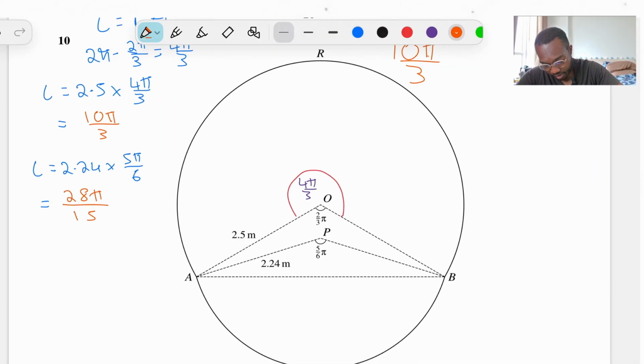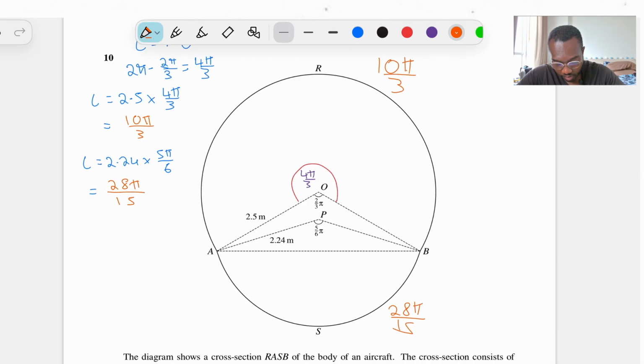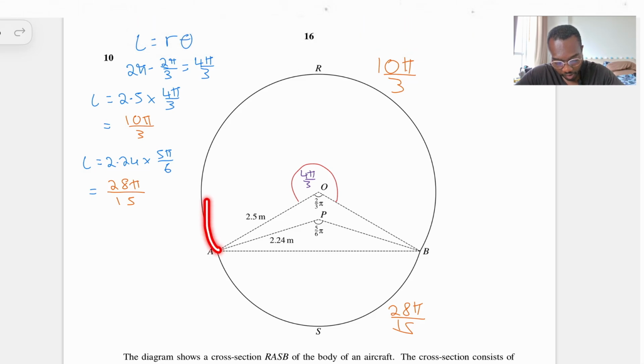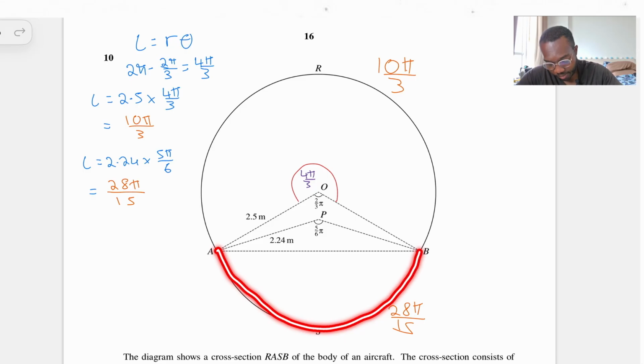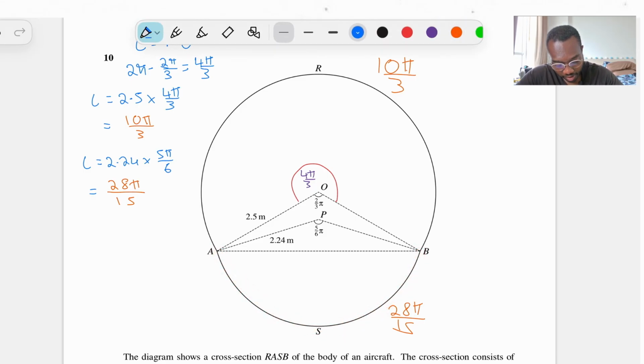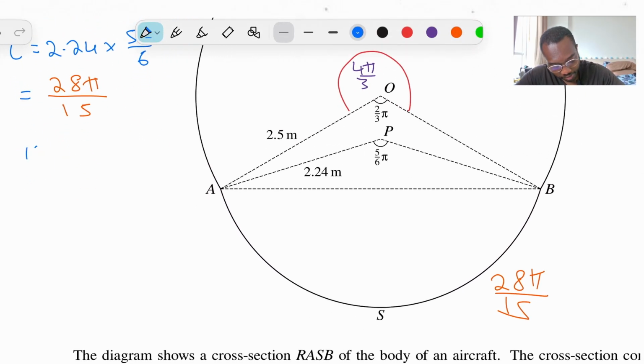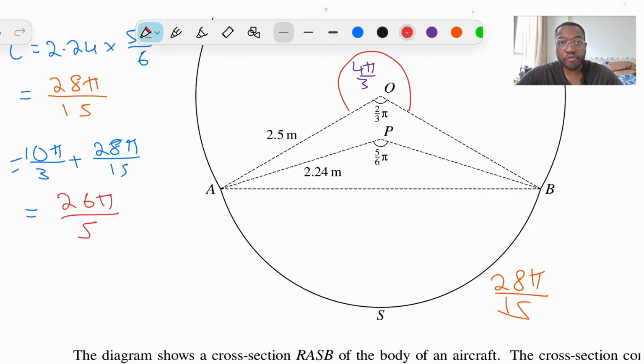28 pi over 15. Again, we've worked out both arc lengths now. We've worked out the length of, let's call it, ARB. We know this is 10 pi over 3, and we know that ASB here is 28 pi over 15. Just need to add them up now. So we add them up, 10 pi over 3 plus 28 pi over 15, and that gives us the perimeter of 26 pi over 5.